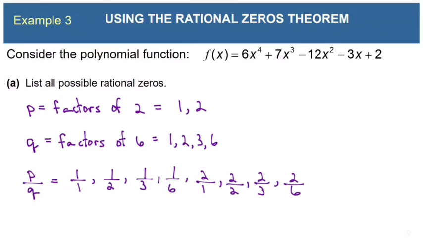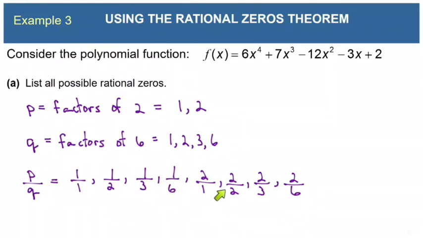Now, I don't have to keep the whole list. I can get rid of any numbers that are duplicates. For example, I have 1 over 1 and 2 over 2, which are both equivalent to 1. I have 1/3 and 2/6, which are both equivalent to 1/3. Now, as I recopy the list and take out the duplicates, I also have to remember that each of these potential zeros could either be a positive or a negative 0. So in front of each number that we write down, let's put a plus minus symbol.